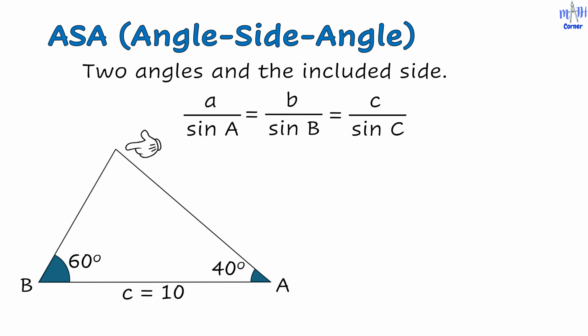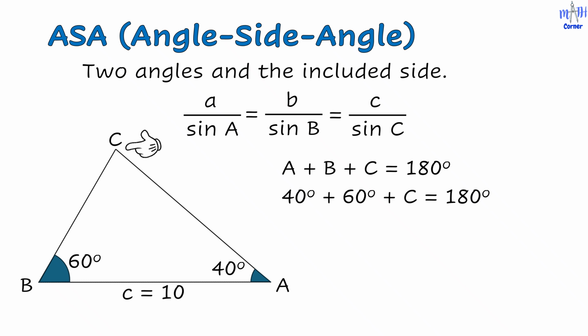First, find the missing angle. Angle A plus angle B plus angle C equals 180 degrees. Substitute the given values. 40 degrees plus 60 degrees plus angle C equals 180 degrees. Subtract 40 degrees and 60 degrees from both sides of the equation. So, angle C equals 180 degrees minus 40 degrees minus 60 degrees. Angle C is 80 degrees.